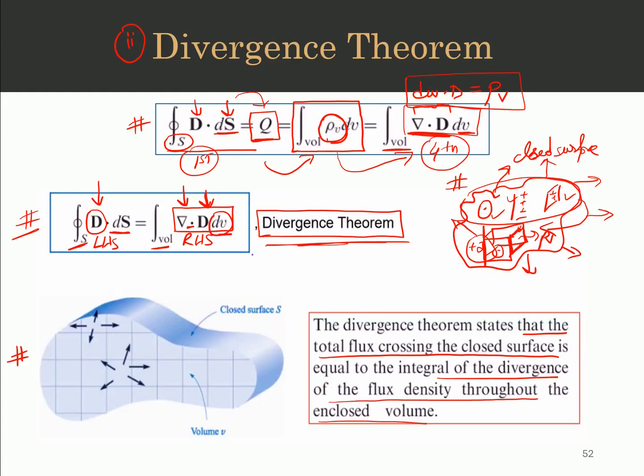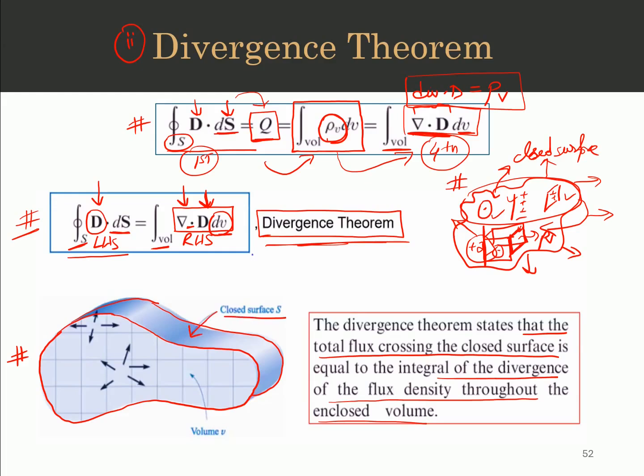So what does it mean? Let us understand this through this closed surface. Let us first understand the left hand side of this equation. We have taken a closed surface. Here you can see this is a closed surface. We are trying to represent it as a 3D closed surface, represented as closed surface S.